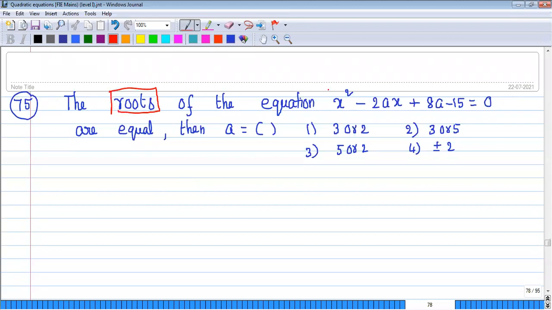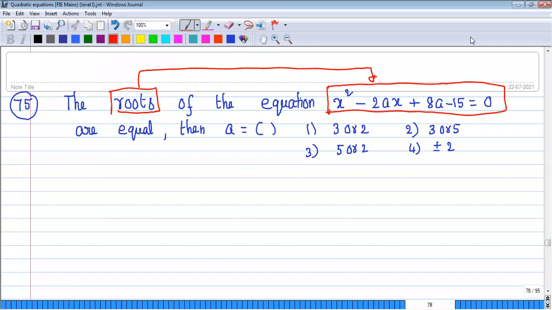The roots of the equation. So very good, one of the students responded. Very good. Then a equals to... So roots are equal means actually delta is equal to 0. Delta means b square minus 4ac. Or for our convenience, we can write b square is equal to 4ac also, no problem.